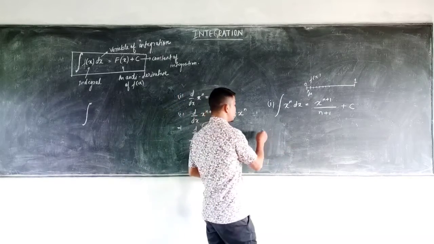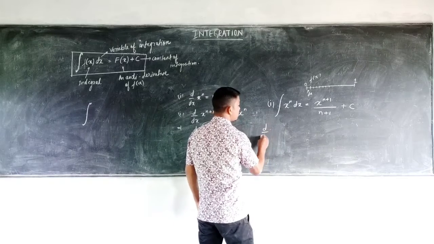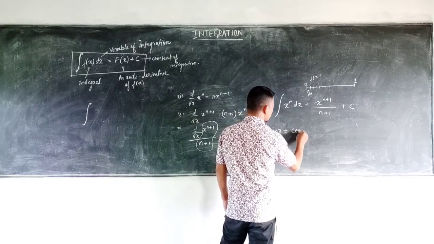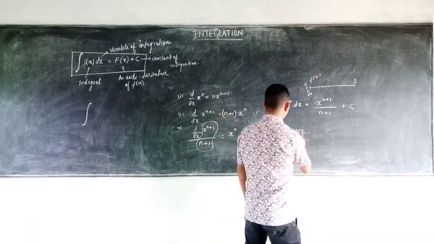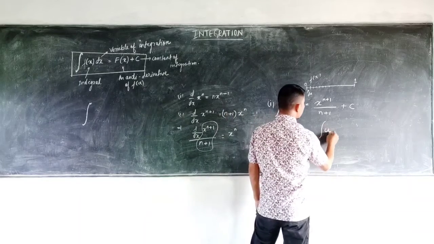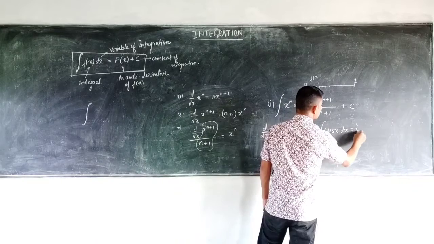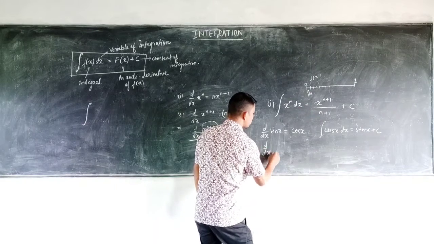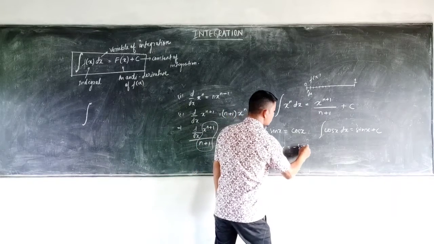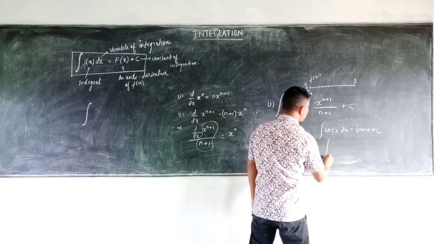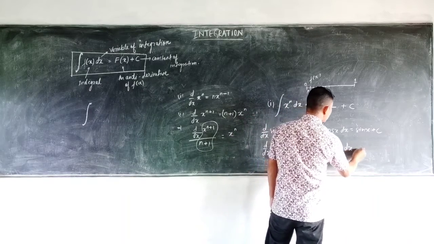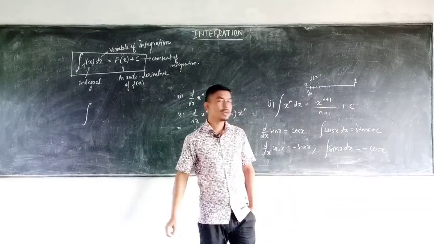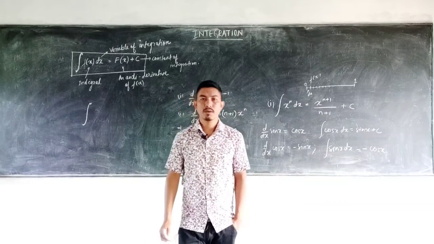A few examples of integration: if I have d by dx of sine of x, this equals cos of x. Now if I find the integration of cos x, it will give me sin x, that is, the integration of cos of x dx equals sin of x plus c. Now the derivative d by dx of cos of x equals minus sin of x. So the integration of sin x with respect to dx will equal minus cos of x plus c. In a similar way there are many formulas which you must remember.